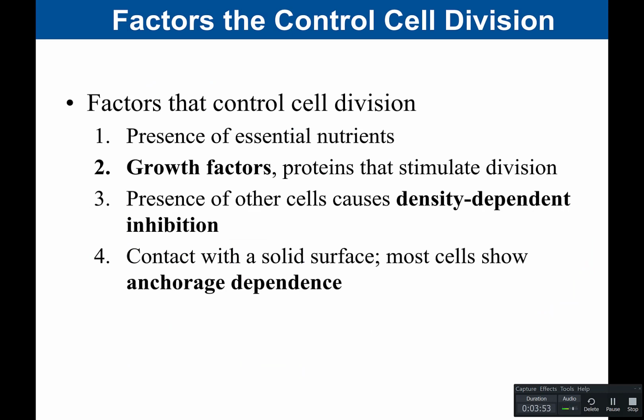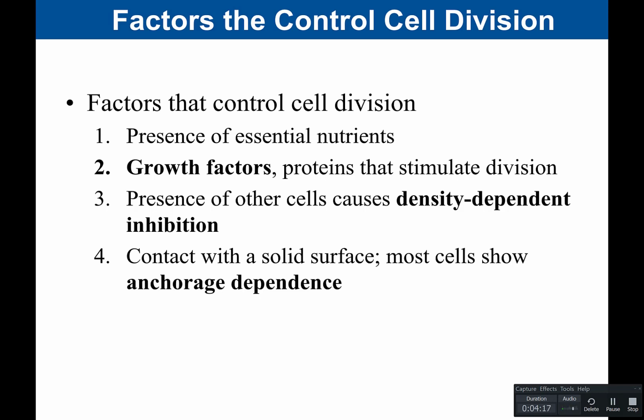So there are several factors that control cell division. One, presence of essential nutrients, right? The cell needs those nutrients if it's going to be able to divide, because it needs them to be able to make ATP for energy. Growth factors. Growth factors are basically proteins that stimulate division. So if growth factors are present, the cell can divide.